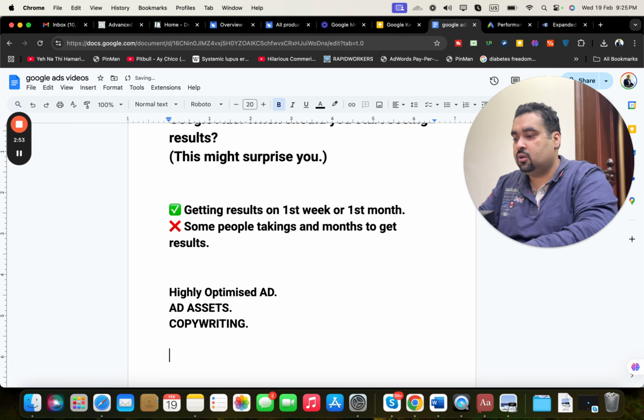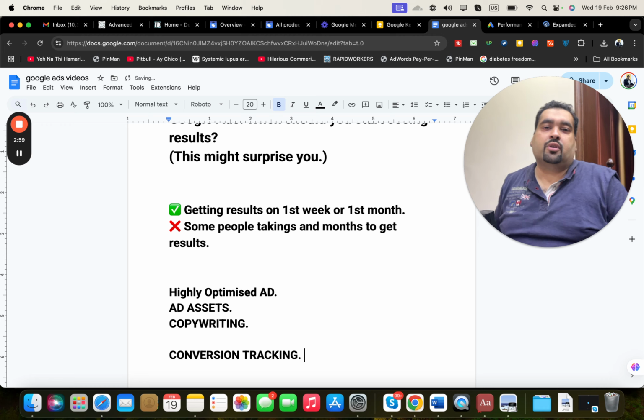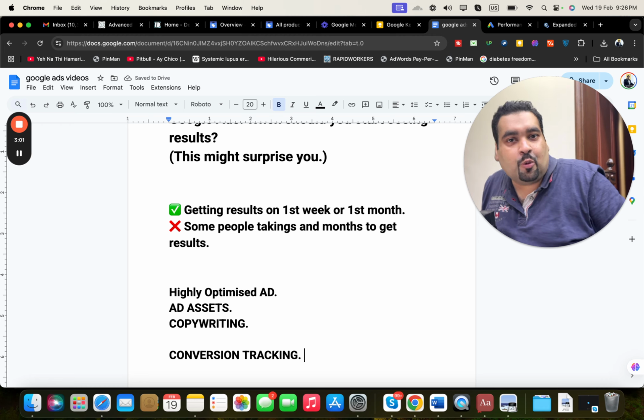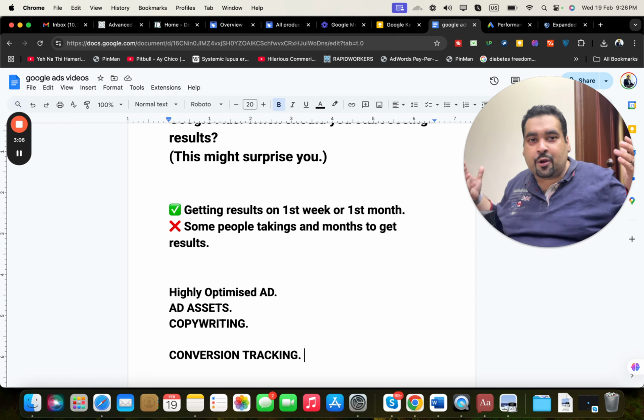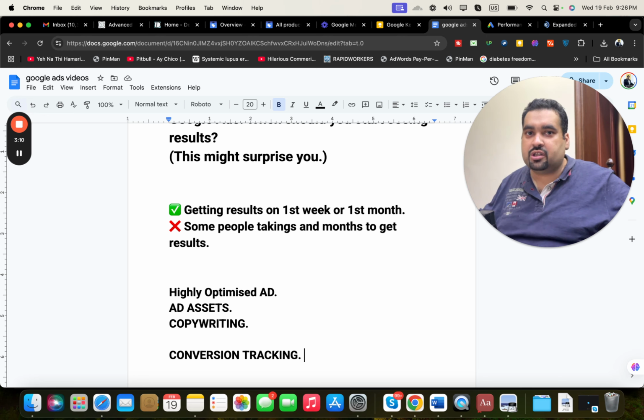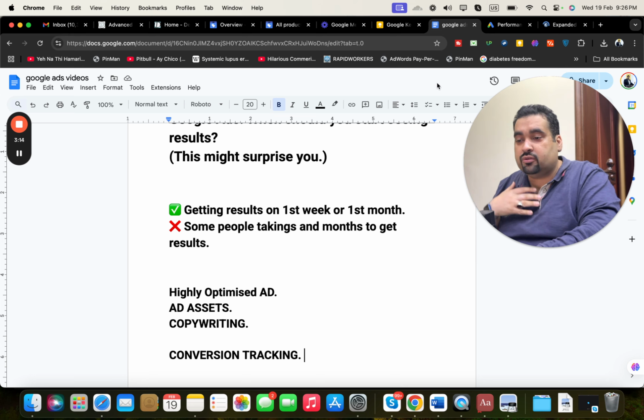Apart from this, work on conversion tracking. Okay. After auditing dozens and hundreds of accounts, I have seen that this is one of the most common errors people make: they are lacking conversion tracking. Why? I'm not sure why, but they are lacking conversion tracking. Your whole marketing strategy is going to fail if you are not doing conversion tracking. So this is one of the important things.